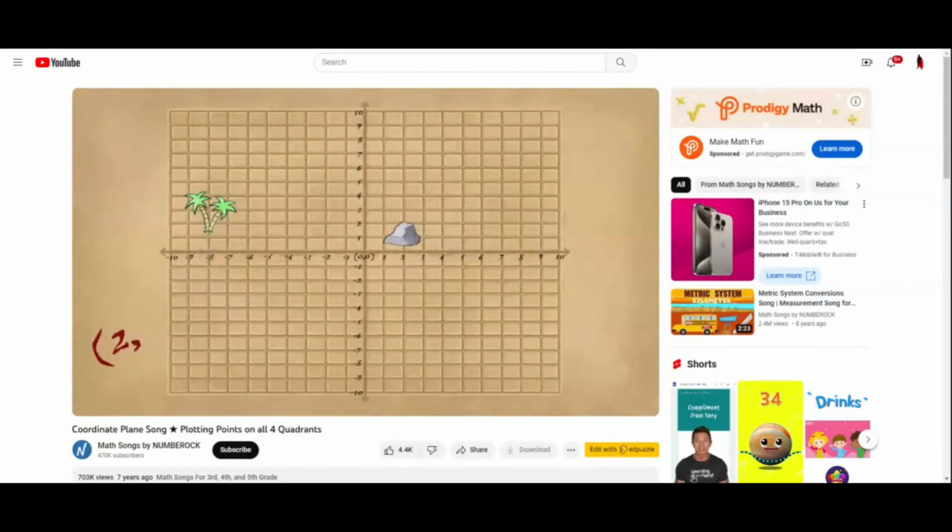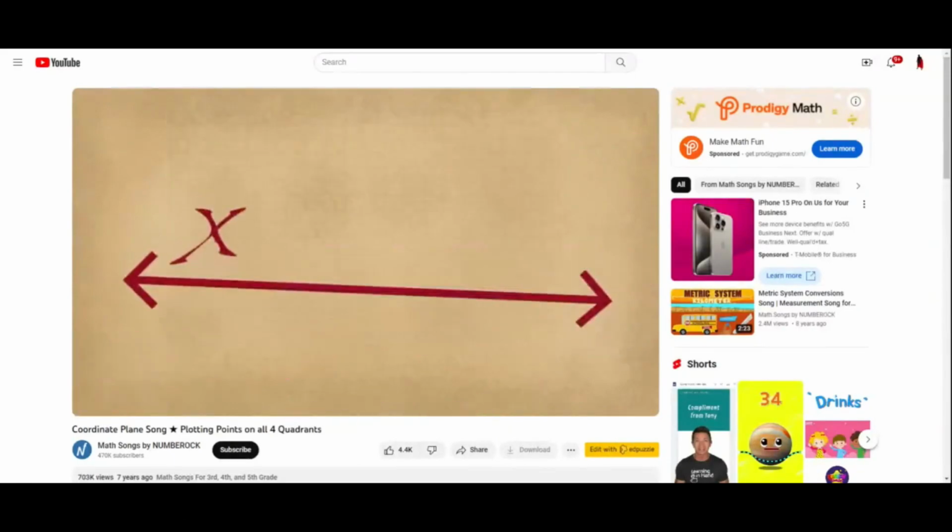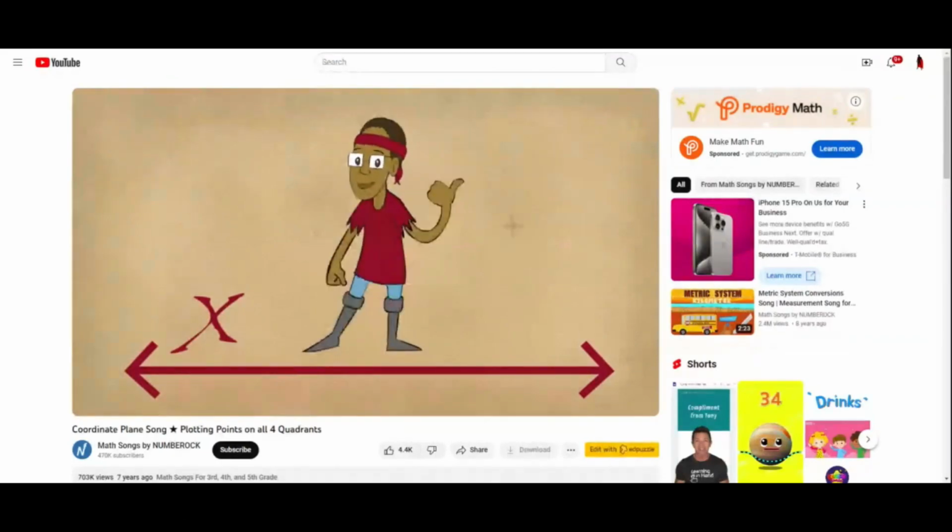To plot the coordinates 2, 1, go right 2, jump up 1, and you're done. To plot -8, +2, go left 8, up 2, that's what we do. On the x-axis, count left or right.